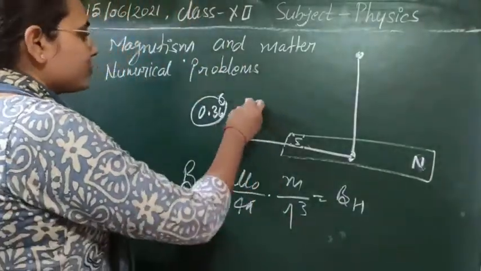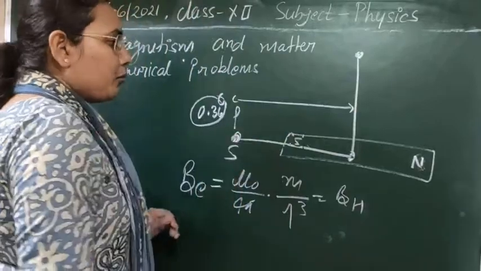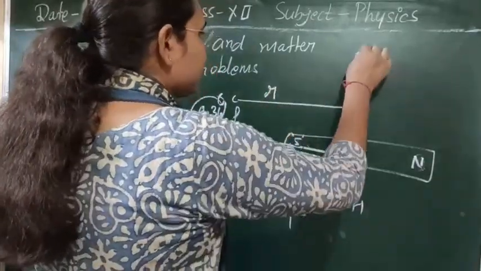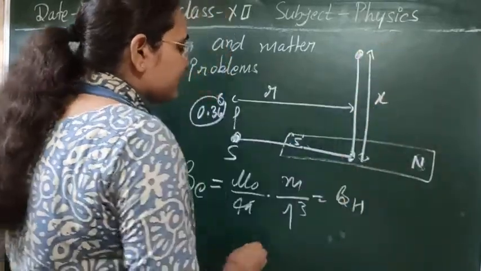Now suppose that in the starting question we have taken here at P, the null point in the previous question, if it is at r distance, then suppose at the equatorial point the null point is lying at x distance from here.